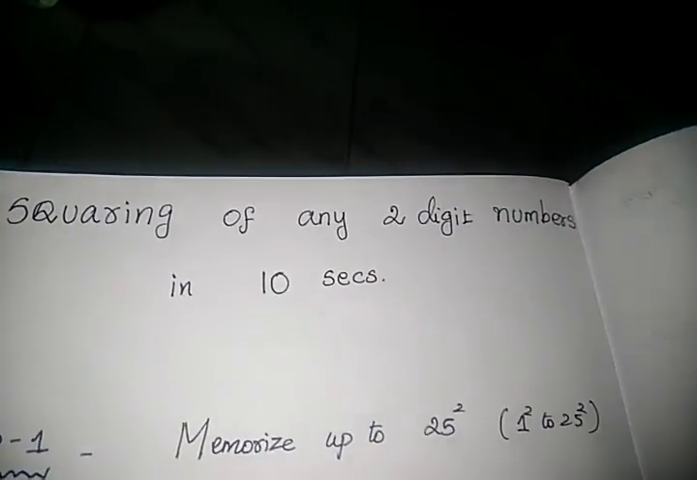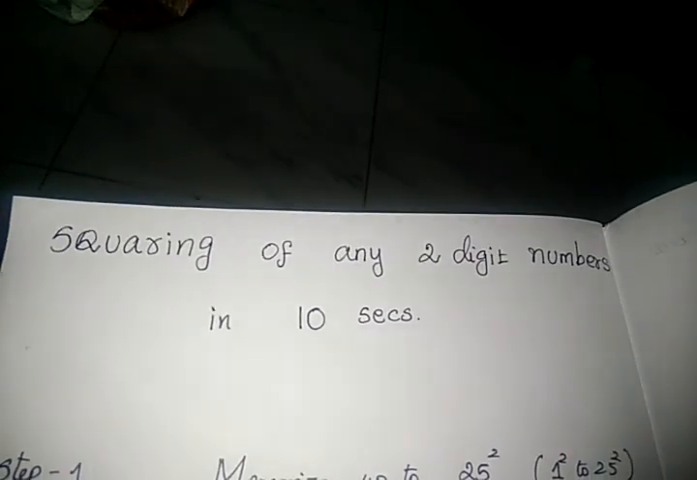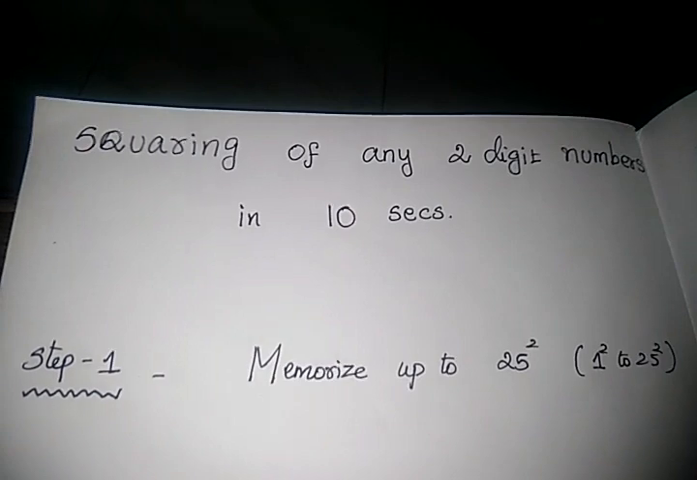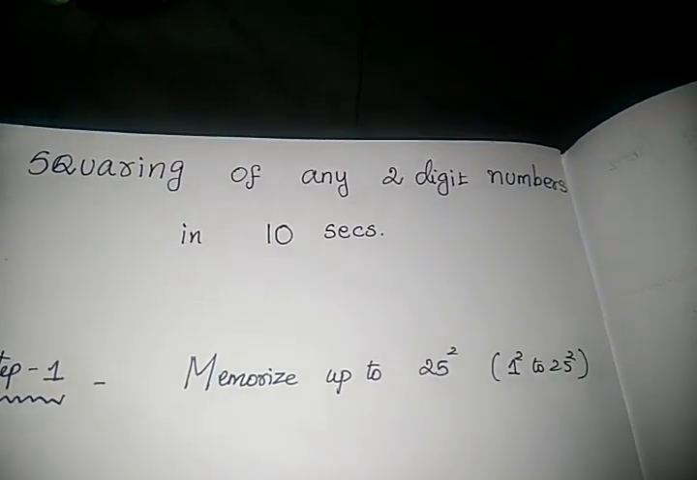Squaring of any two-digit number in 10 seconds. Now let's see the rules one by one. Step 1. Memorize up to 25 square.